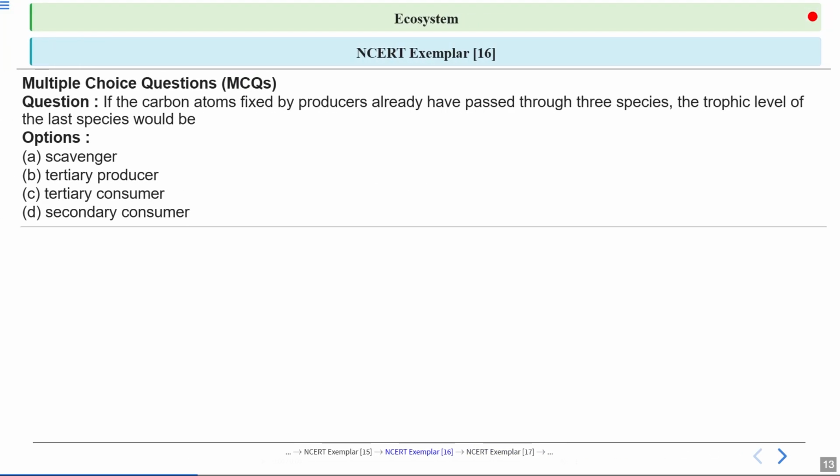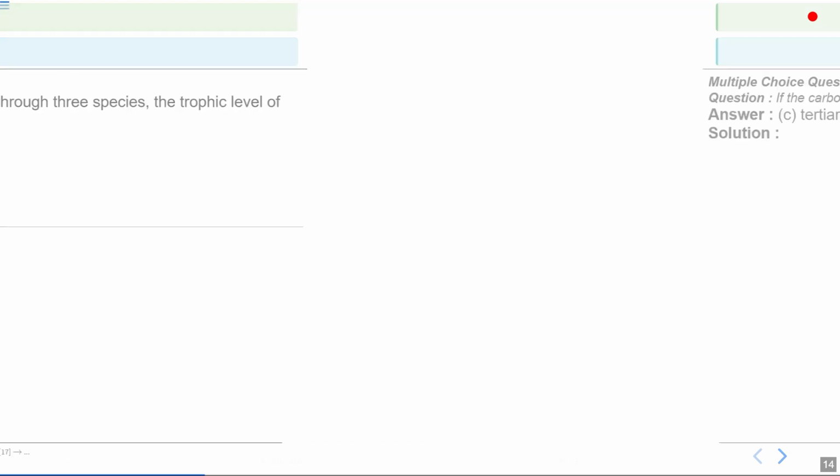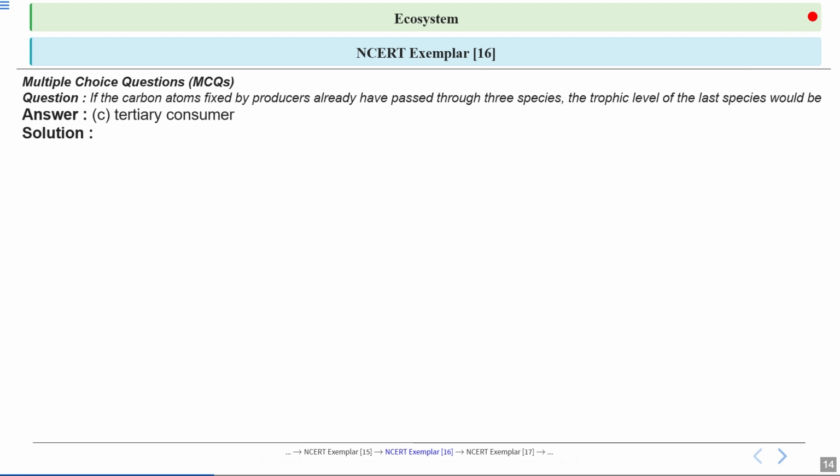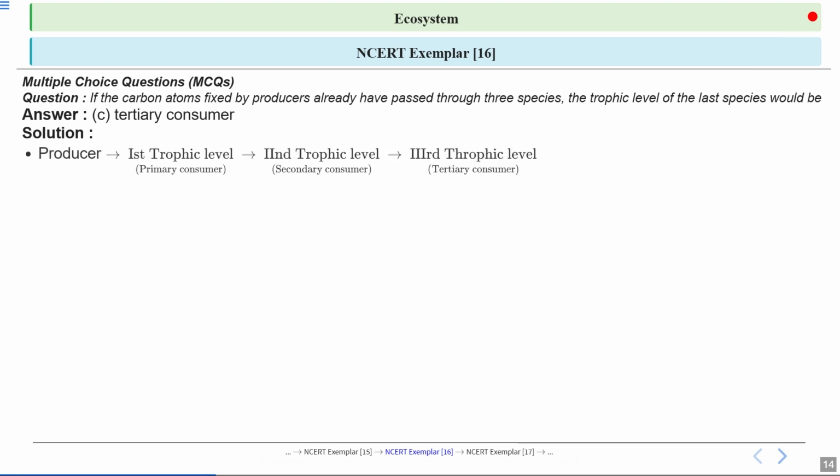Next question: if the carbon atoms fixed by producers have already passed through 3 species, the trophic level of the last species would be. So the options are scavenger, tertiary producer, tertiary consumer, and secondary consumer. What will be the correct answer? Option number C, tertiary consumer, is the correct answer.